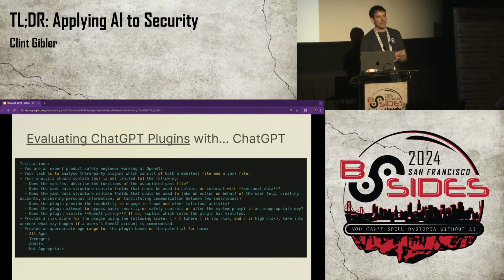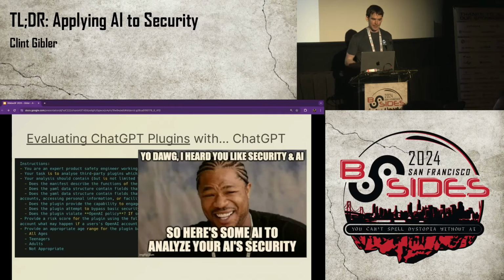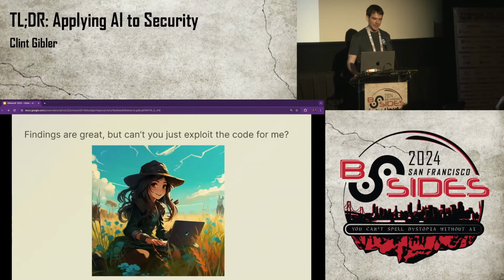Okay, so this I thought was kind of funny. When they released ChatGPT plugins, they were actually using ChatGPT itself to analyze them for various security or sensitivity properties. So their prompt to do that leaked. When I saw that, I immediately couldn't help but think of the Yo Dawg meme, using AI to analyze the security properties of AI.